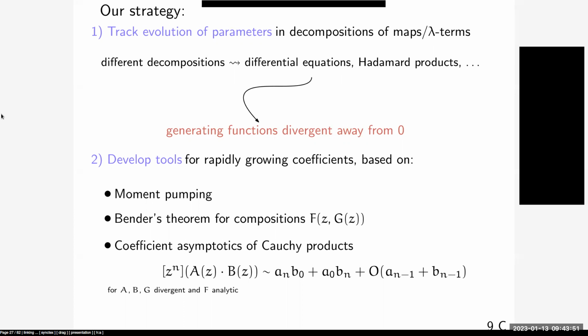And so our tools will be based on moment pumping, on Bender's theorem for compositions of some convergent power series F with some divergent power series Z of Z. And finally, some kind of little lemma for dealing with coefficient asymptotics of Cauchy products. So when we have two divergent power series A of Z and B of Z multiplied together, we can extract their coefficient asymptotics by considering extremal cases where one part in a pair is huge, the other part in a pair is tiny, right? So using these three general tools, lemmas, we can deal with the analysis of the divergent range functions we'll encounter here.